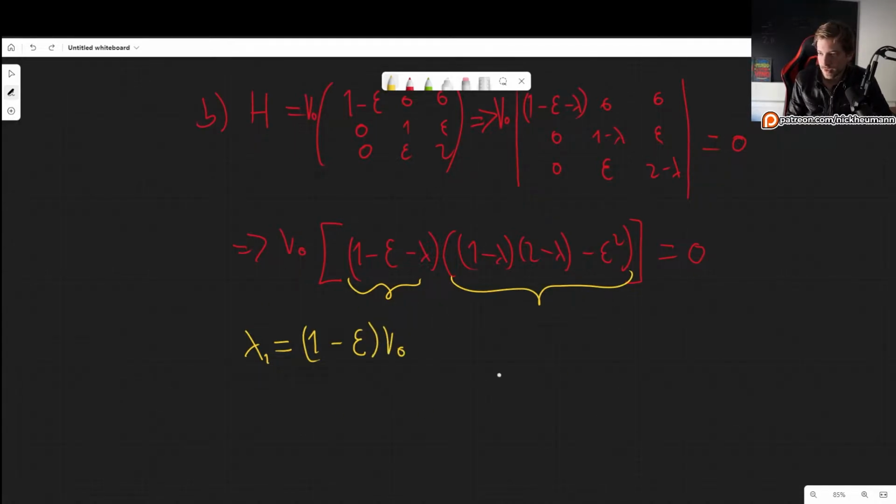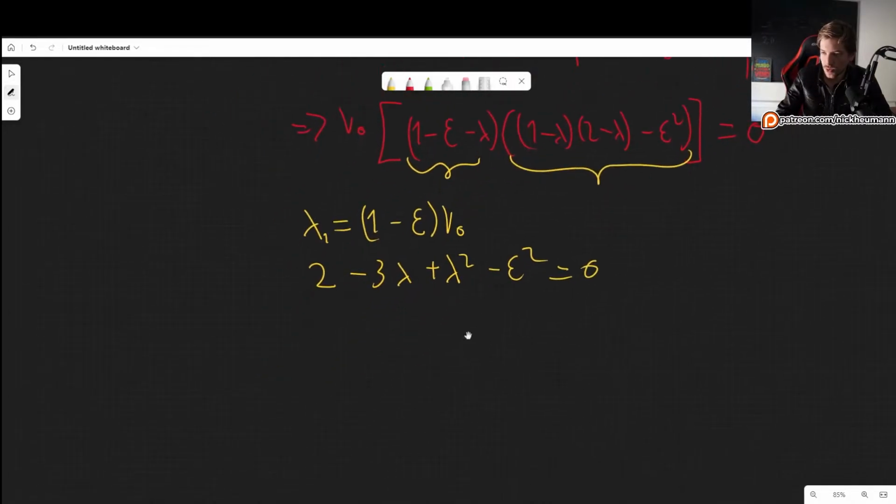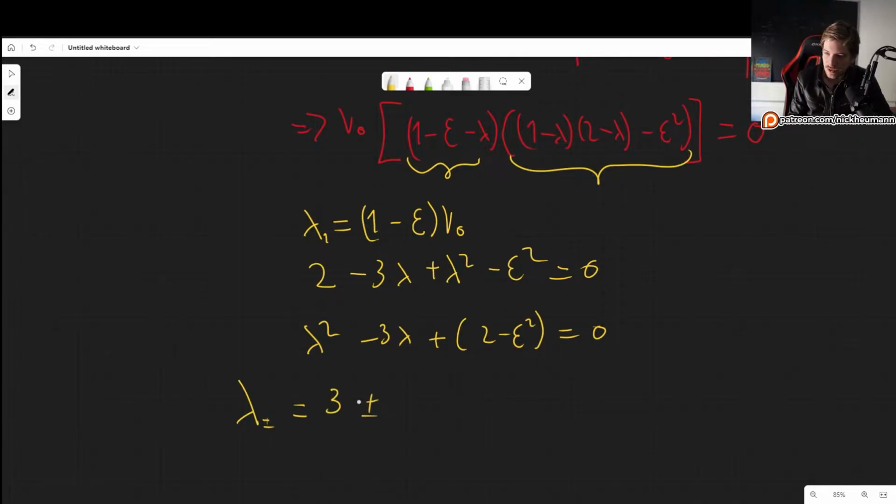And of course, this is multiplied by V0, so don't forget V0. And from this other part, let's just multiply through. So we need 1 times 2, so 2 minus 3 lambda plus lambda squared minus epsilon squared has to be equal to 0. Or rearranging this, lambda squared minus 3 lambda plus 2 minus epsilon squared has to be equal to 0. So here, applying the quadratic formula, we have that lambda plus or minus is equal to minus b, so 3 plus or minus, and this of course multiplied by V0.